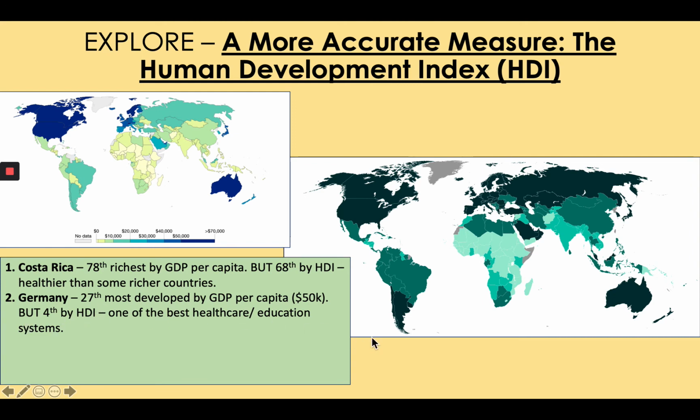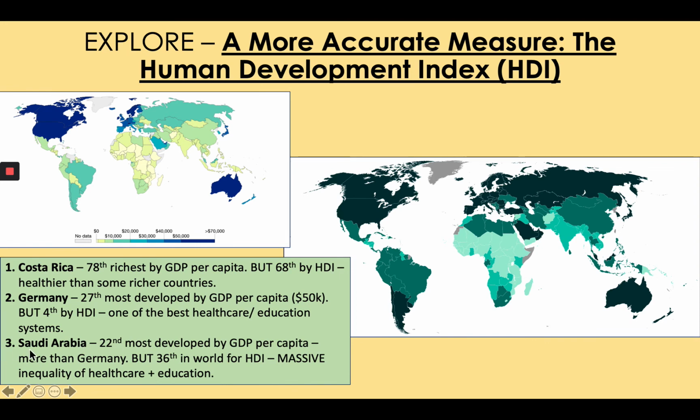Final example to really bring this point home. Saudi Arabia. According to GDP per capita alone, it is the 22nd most developed country in the world. But the healthcare and the education in Saudi Arabia are nowhere near as good. As a result, its HDI score drops to 36th in the world. This all brings home and should help you understand this simple point: development is more than money. It's about health and education as well.